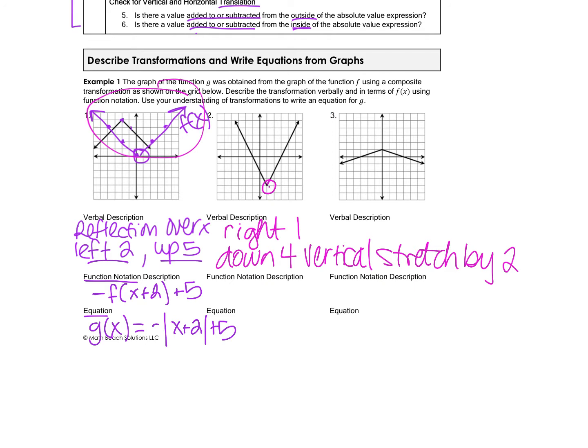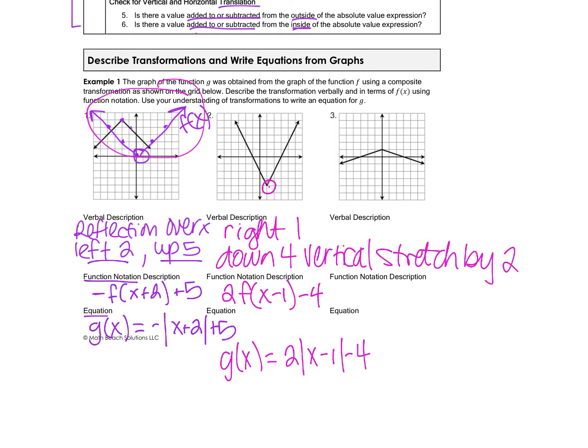Okay, so writing your function notation, we're using f. First thing, the stretch by 2 goes on the vertical, on the outside. And then on the inside, we're going right 1, which means the opposite, so we're subtracting 1 on the inside with the x. And then we're going down 4, which means you're subtracting 4. So there's our function notation description. And then we'll actually write our equation. I have g of x. There's a 2 in the front, I have the absolute value bars, and then x minus 1, and then minus 4. So you're having to look at your graph, find your transformations, and come up with your equation based on your new graph.